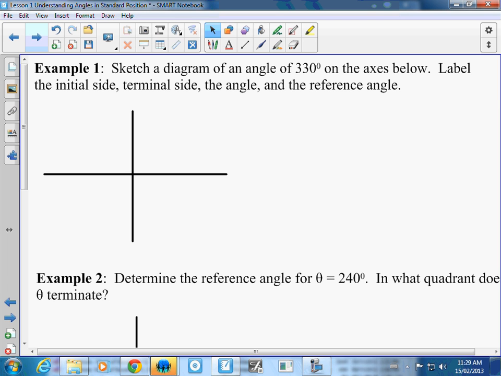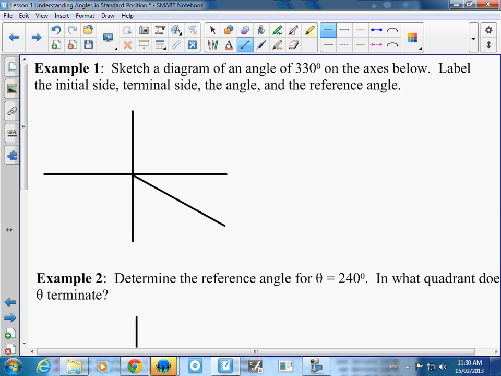Where the heck is 330? Which quadrant? 4. Okay. Now guys, it says sketch. So do you need to grab your protractor? No. Right. We're sketching 330 degrees, not measuring it precisely. So where is it? Somewhere in here? I'm going to draw a line from there to there. Yep, so there it is. There's 330 degrees.